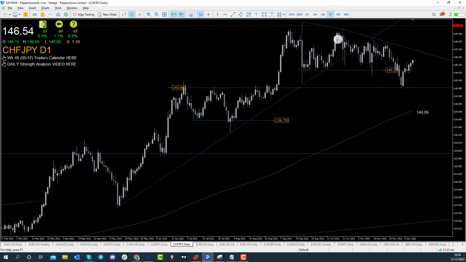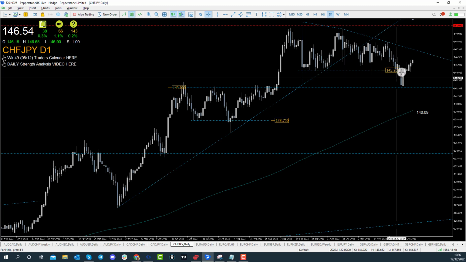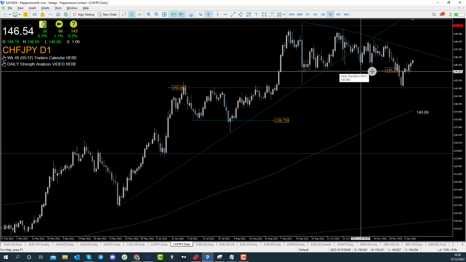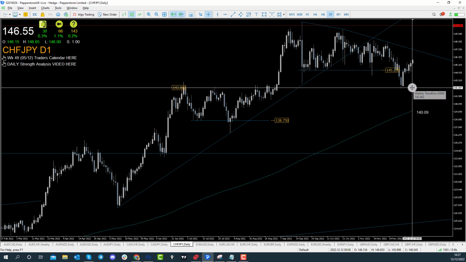Now if we go to a daily chart, you can see it opens up a little bit, gives us a little bit more information. You can see why we're potentially looking for that trend line to be the next level of resistance for price, which comes in around about the 147.70 handle. Now we're trading above the 142.25, which was an important level as well, just above the 143 handle.